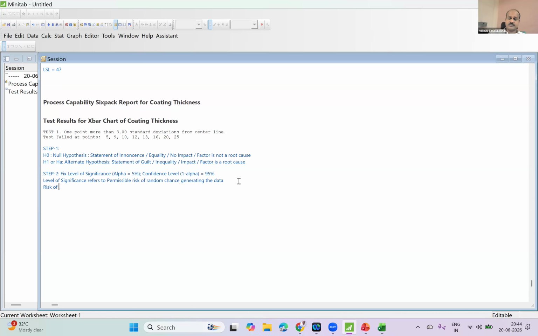Or it refers to the risk of rejecting a true null hypothesis. This is better. Which one is easier? Risk of rejecting a true null hypothesis. What is the risk of rejecting a true null hypothesis? It means you wrongly conclude an innocent factor as a root cause.